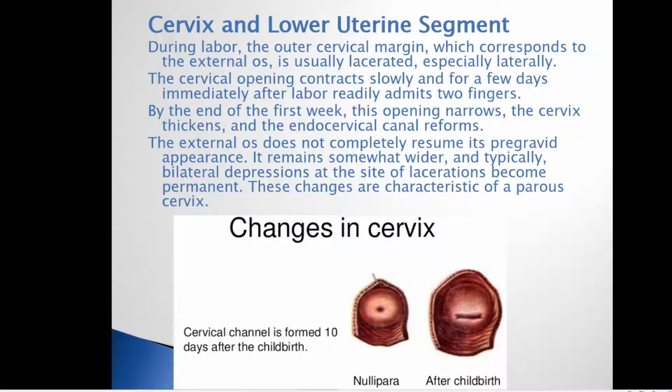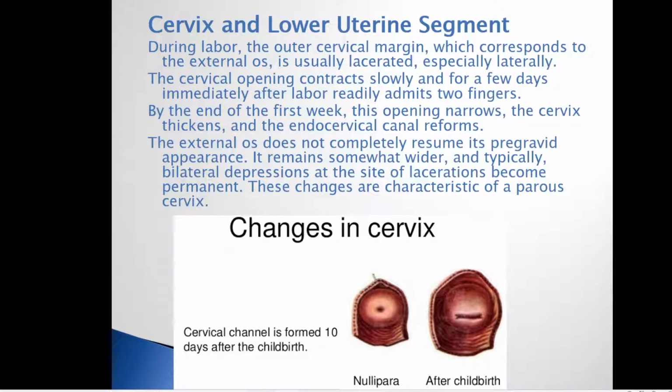Cervix and low uterine segment. During labor, the outer cervical margin, which corresponds to the external os, is usually lacerated, especially laterally. Not always, but sometimes it's possible. The cervical opening contracts slowly and for a few days immediately after labor readily admits 2 fingers. By the end of the first week, this opening narrows, the cervix thickens, and the cervical canal reforms.